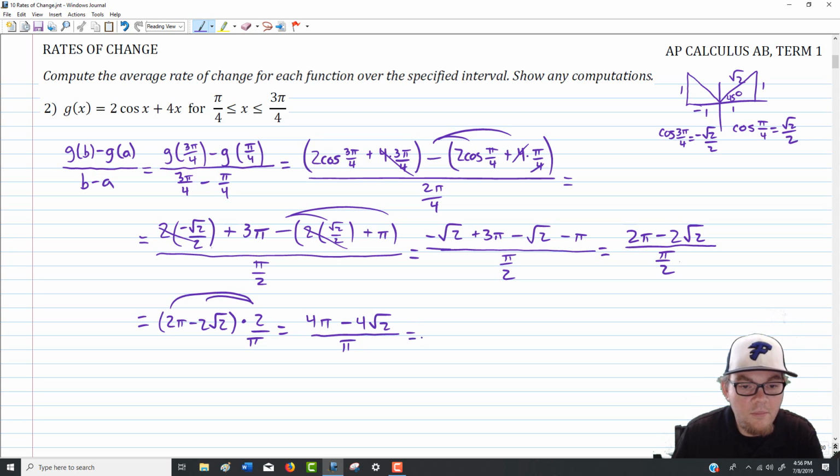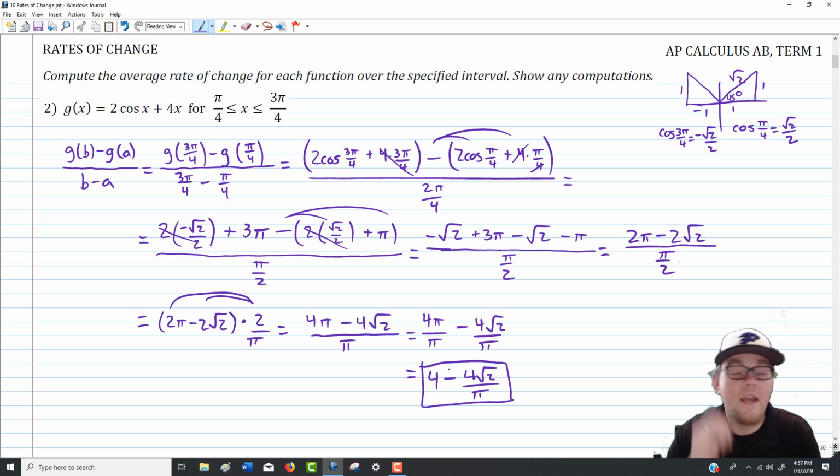And that's perfectly good, but I don't like the fact that there's a pi up there and down here. So I'm going to separate this into 2 pieces: 4 pi over pi and 4 root 2 over pi. We're going to get the answer I'm going to call my final one, which is 4 minus 4 root 2 over pi.